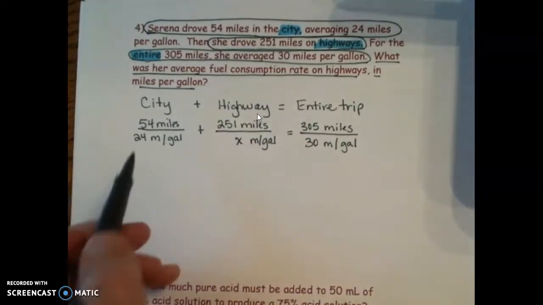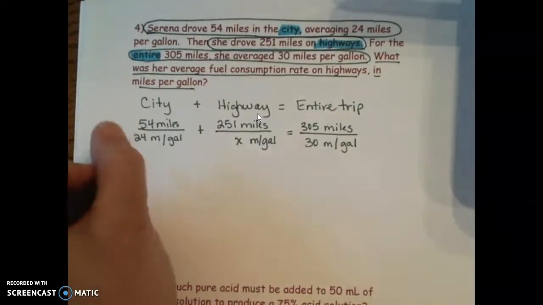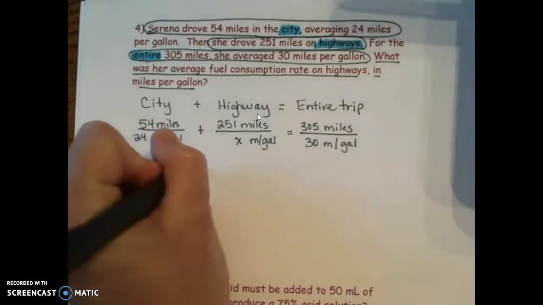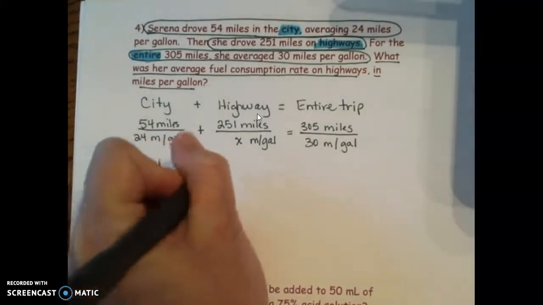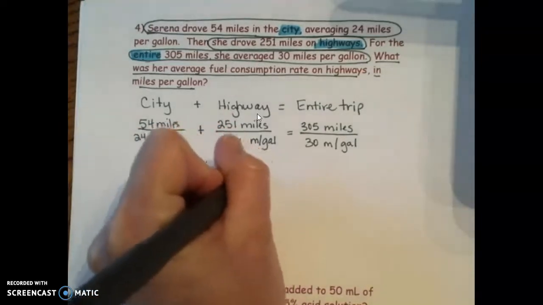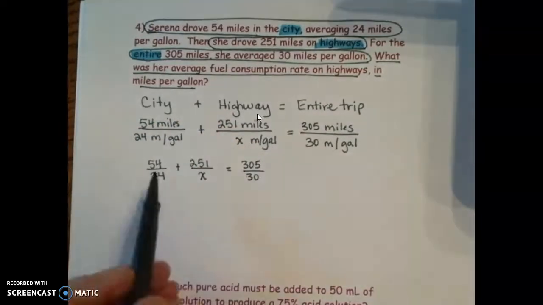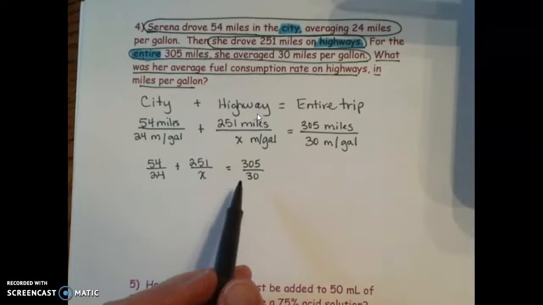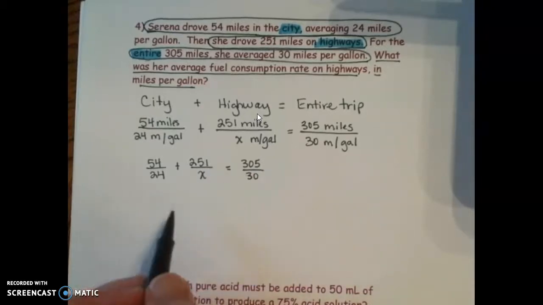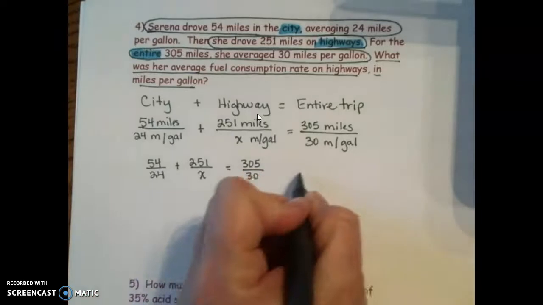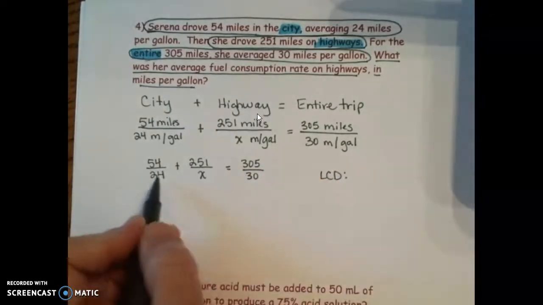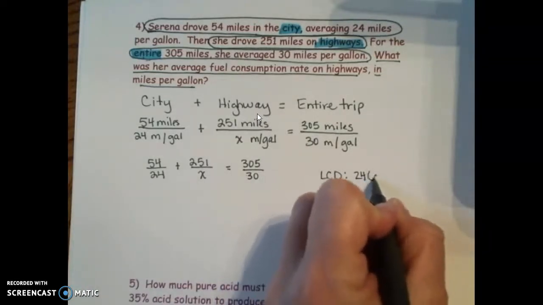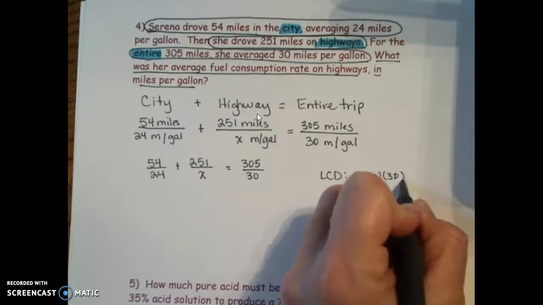So now let's set up our equation without all of the units. So you have 54 over 24 plus 251 over x equals 305 over 30. Now I could convert these to decimals, but it's going to be easier to just practice what we've already learned with our least common denominator. So I'm going to come to the side. Remember we need one of each. So we need 24x and 30.